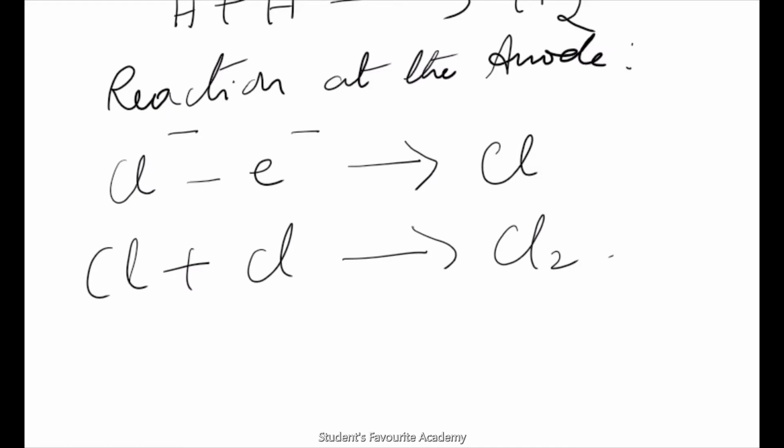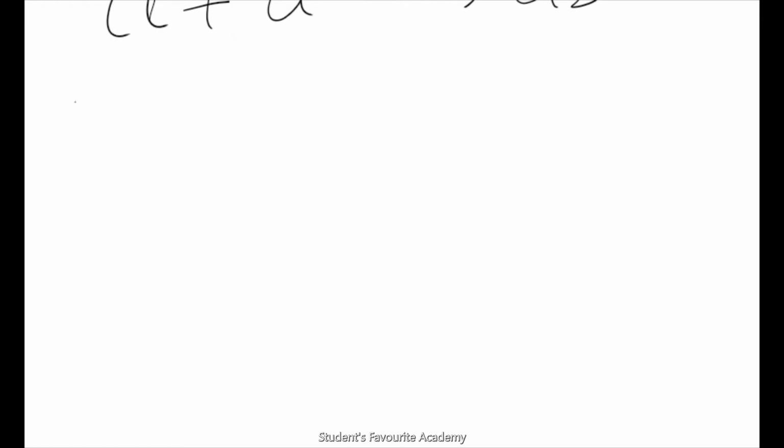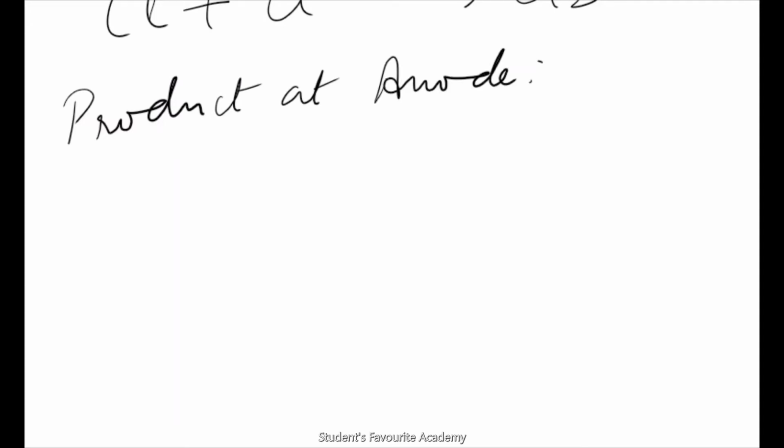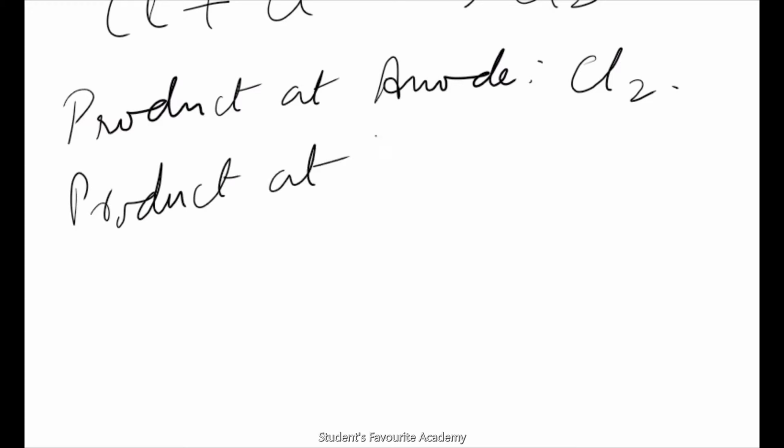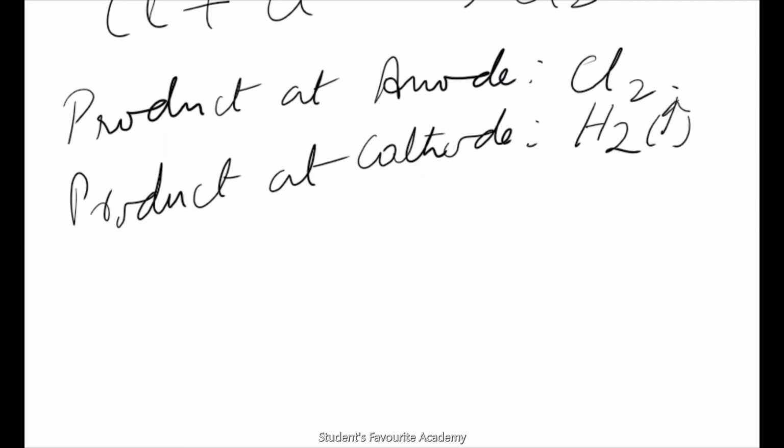Okay, so they may ask, product at anode. What is the product that is liberated at anode? Chlorine gas. And product at cathode, hydrogen gas. Okay, these two are the products that are released in the electrolysis of sodium chloride. Okay, children. Now the second one. Second one is very important.